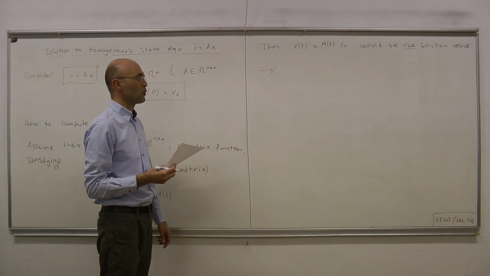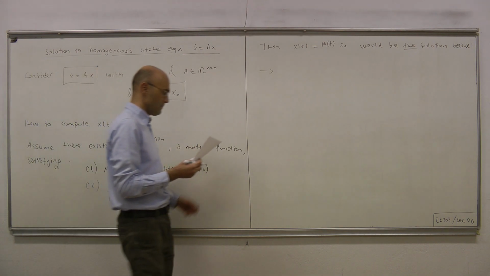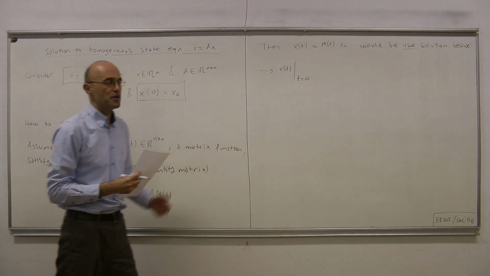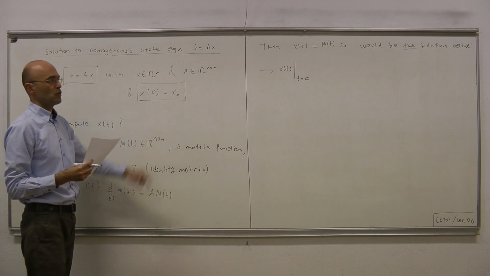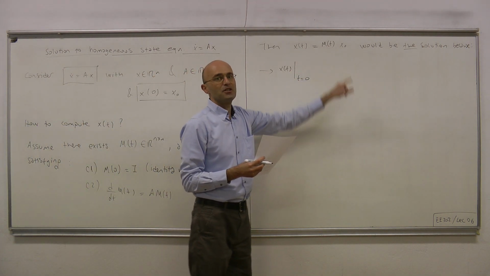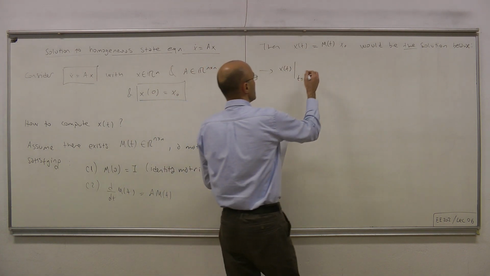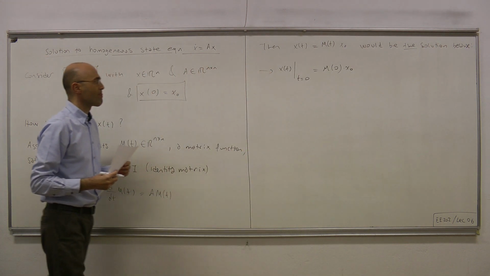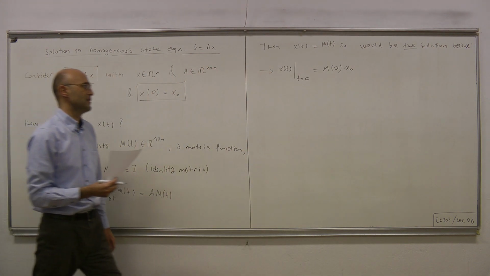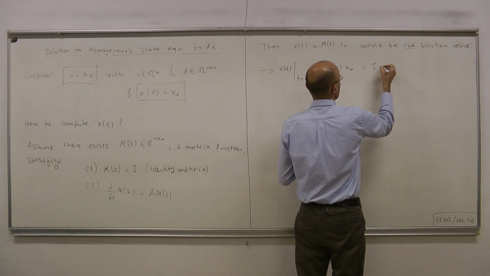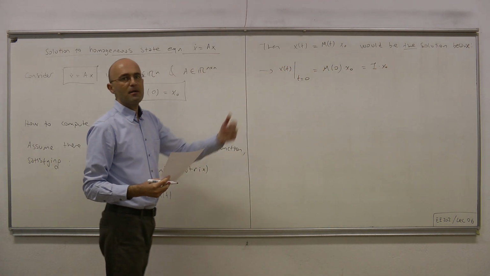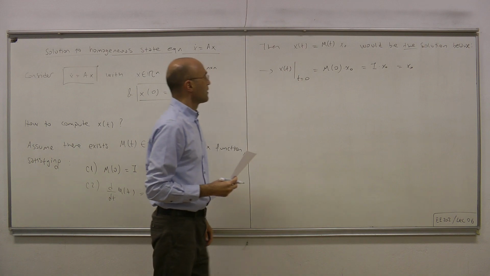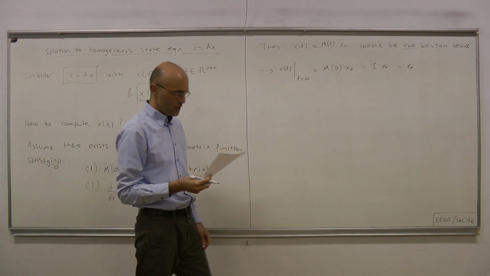Let's start with the initial condition constraint, because it's easier to check. x of t evaluated at the initial time, which is 0 for our case, must equal x of 0. So let's see whether this candidate satisfies that. It equals M of 0 times x0. By assumption, M of 0 is the identity matrix. So what we have therefore is I times x0, and the identity matrix times any vector equals the vector itself. Therefore it satisfies the initial condition constraint.